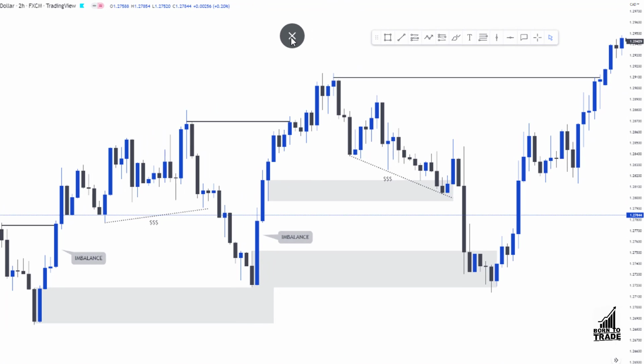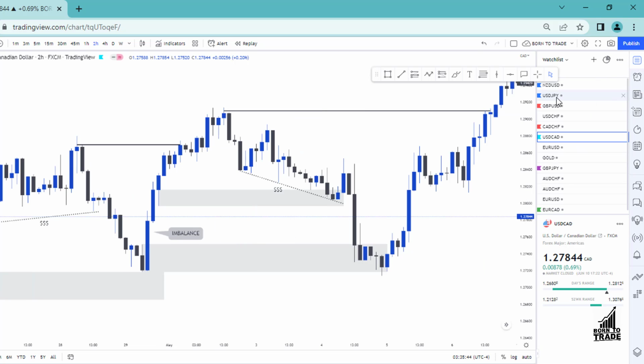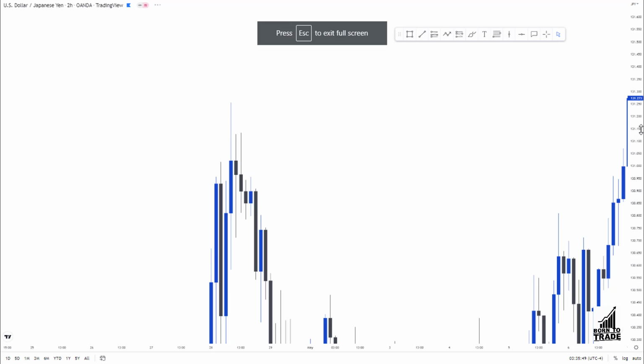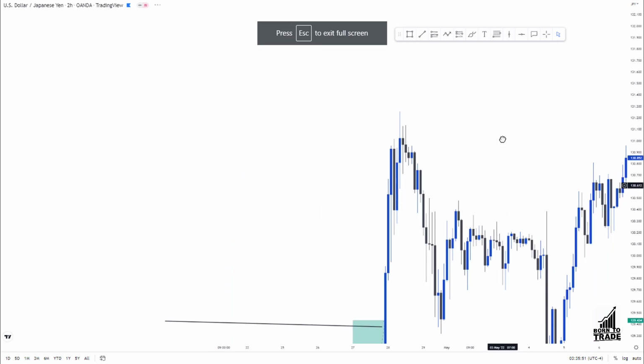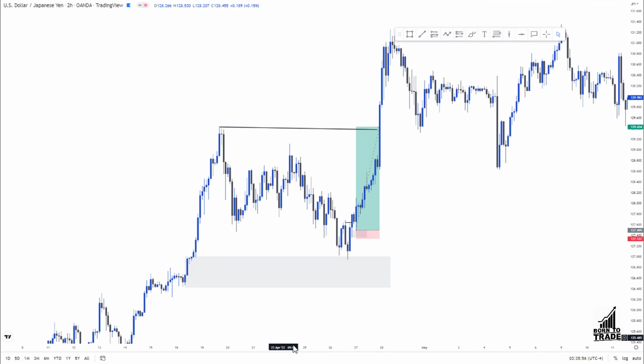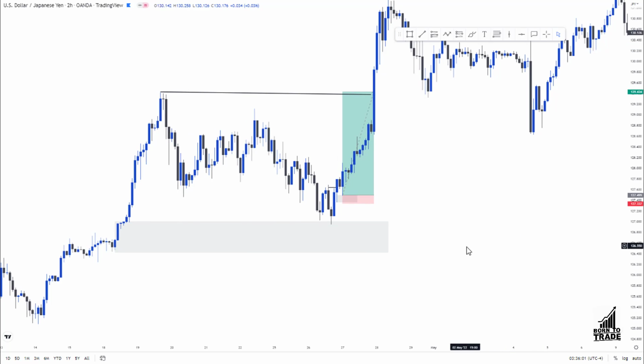So we're going to a different chart right now for another example. Let's go to USDJPY and see what we have right there. I think I have something right here, so let me find it. Okay, this is it. This particular chart, I used it in one of my videos. So let's see what we have here.